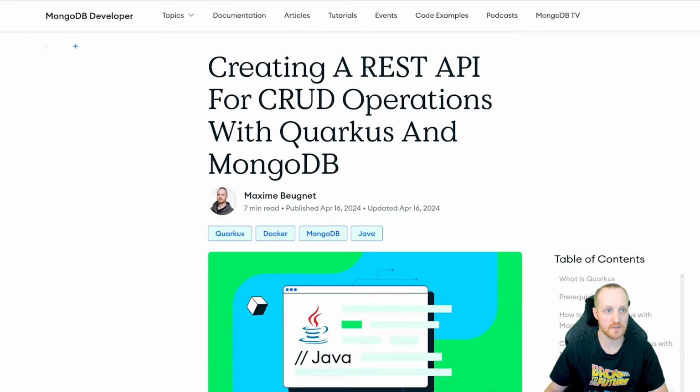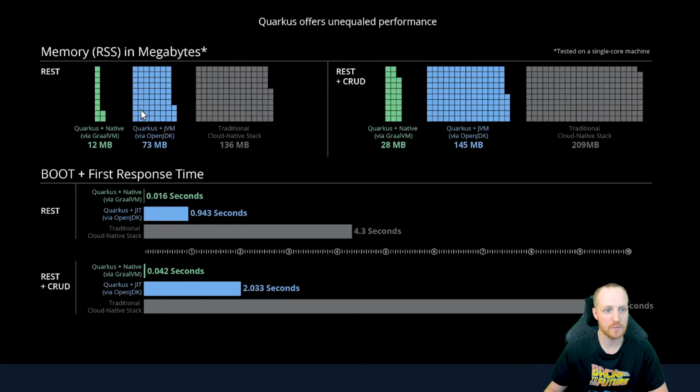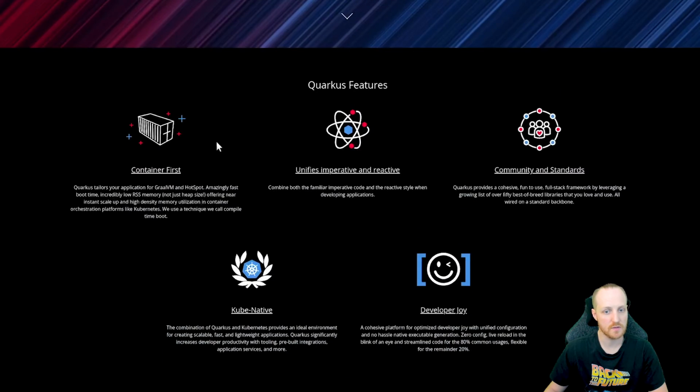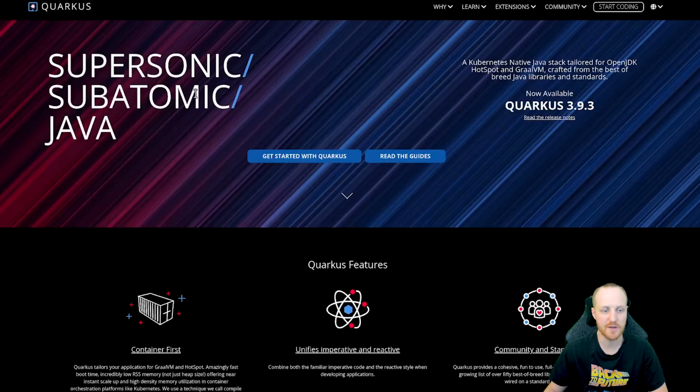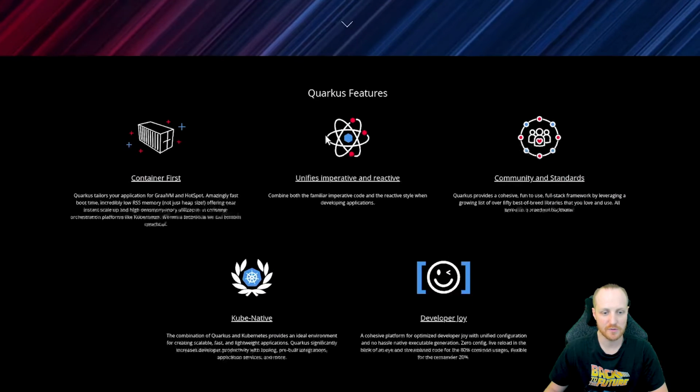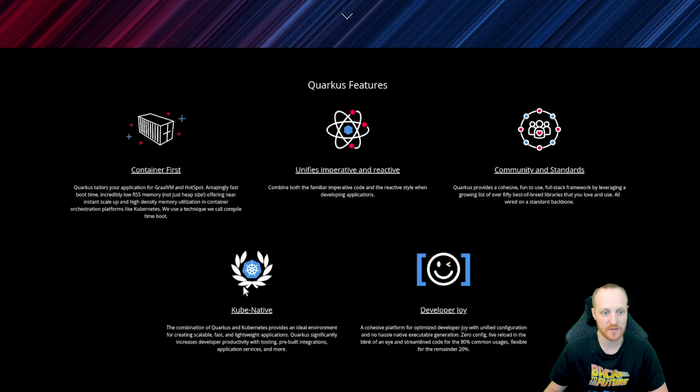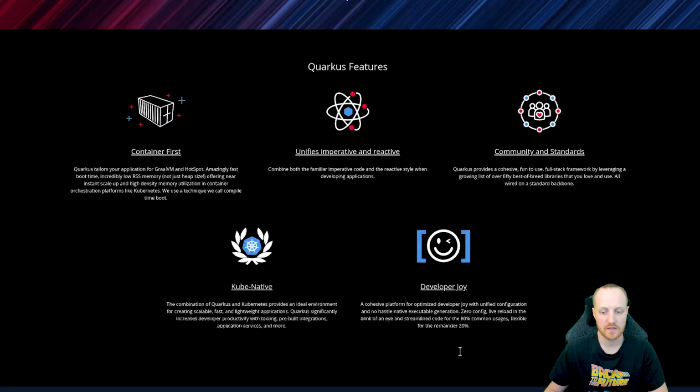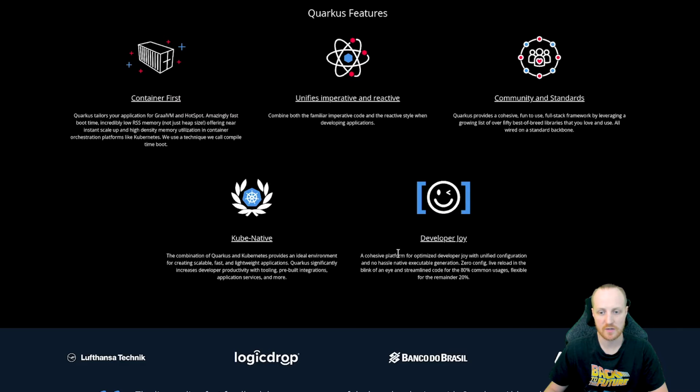let's see what Quarkus is. So if we go to the Quarkus website, we see that Quarkus is a Java supersonic and subatomic framework. It's compatible with Kubernetes a lot, actually. It's container-first oriented, so it's very cool for microservices and stuff like that. And it's also very cool because there is something they call developer joy.